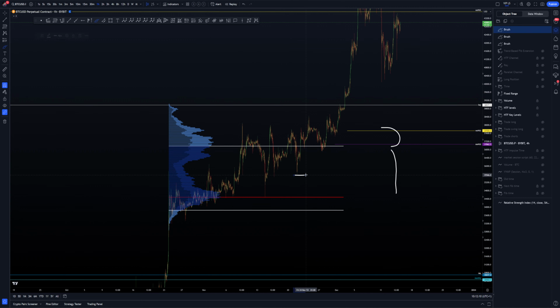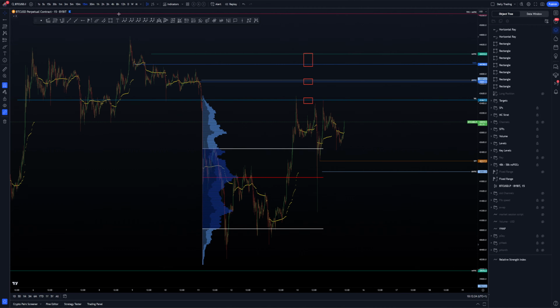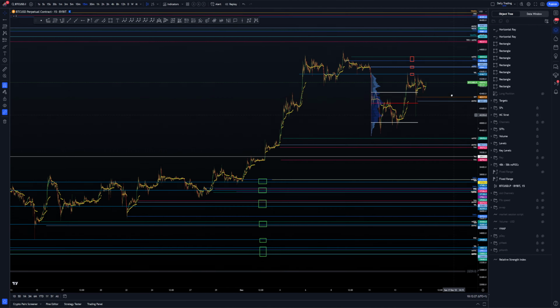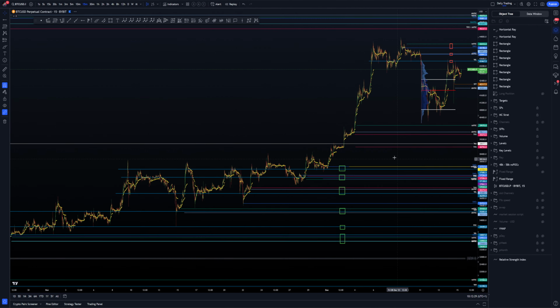We can bounce off the swing failures there, it's possible, but normally if we break the value area high, we'll have more chance to go into the next levels of this fixed range, that are the point of control and the value area low levels. Because be aware that we do have some support. We do have some lower time frame support.